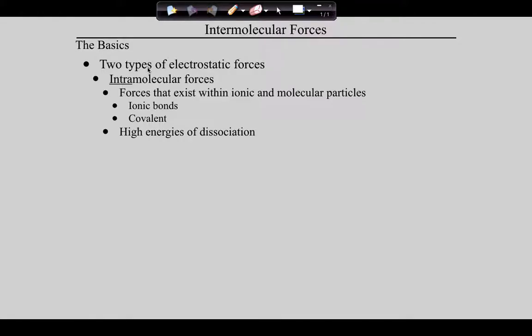But then in contrast to that, well, these are stronger. Does that mean the same to you? Higher energy of dissociation, does that mean stronger? Please let that mean stronger. Dissociation means to break apart, so maybe we should write it in. Oh, I did. Stronger. There you go. You guys good on that?